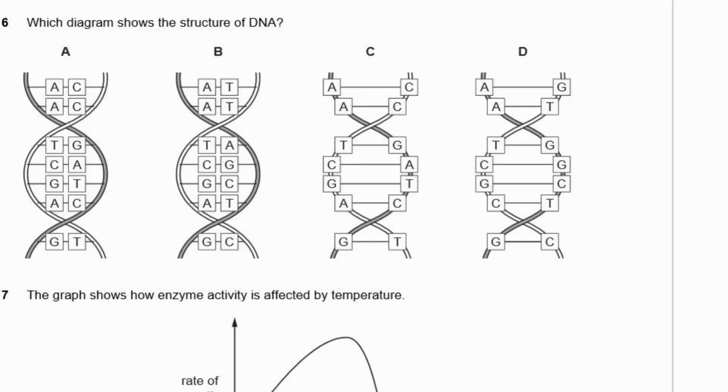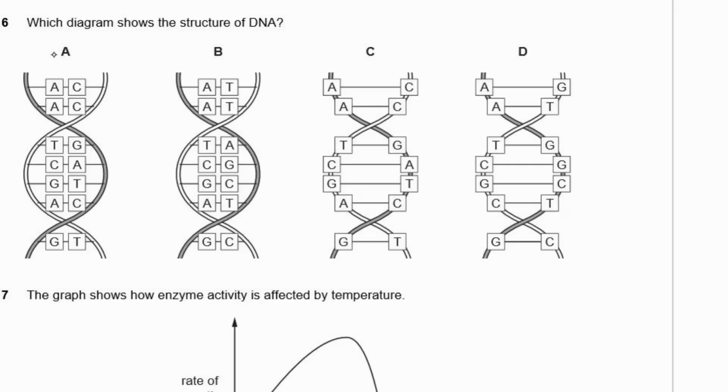Question 6. Which diagram shows the structure of DNA? Okay, first of all, let's look at this. All four of these have a double helix, so that's good. But two of these have a backbone, and two of these have the bases attached to the backbone, actually as the backbone.